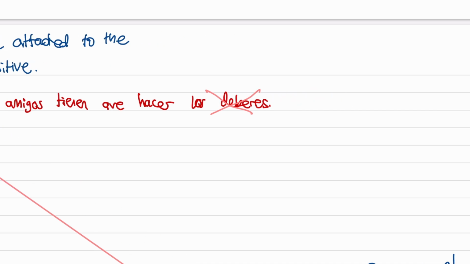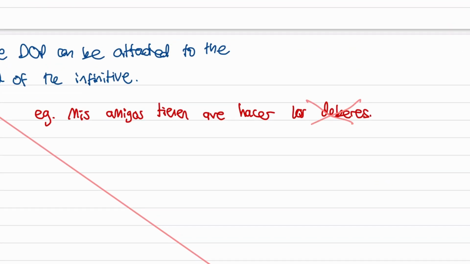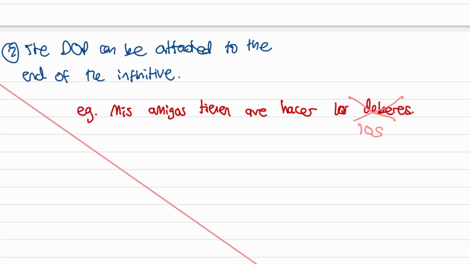So here, as we've done before, we get rid of los deberes, and the pronoun we're going to use is los because it's masculine plural. And what it says here, the direct object pronoun can be attached to the end of the infinitive. So this los can just go here, hacer los. So mis amigos tienen que hacerlos. My friends have to do them or it, whatever would make sense in English. And that's the whole sentence. Mis amigos tienen que hacerlos. Earlier on, you'd have to mention los deberes, so the audience and the reader know what's being mentioned here. But instead of repeating los deberes twice in two sentences, we just say it or them.